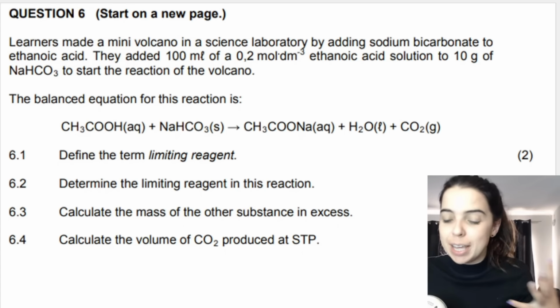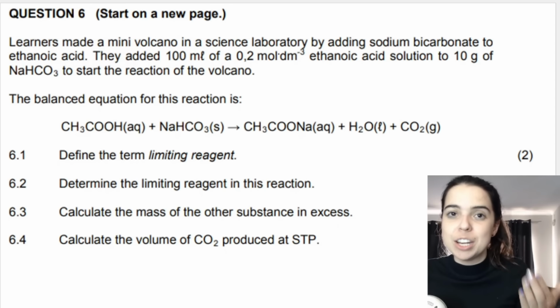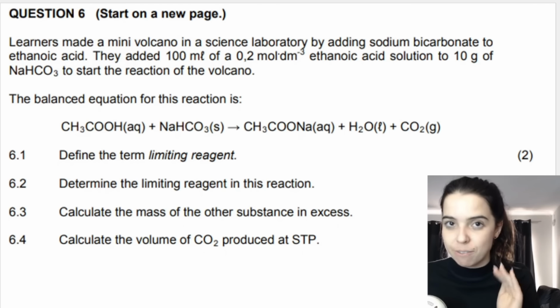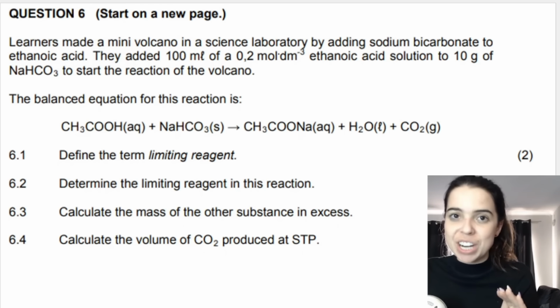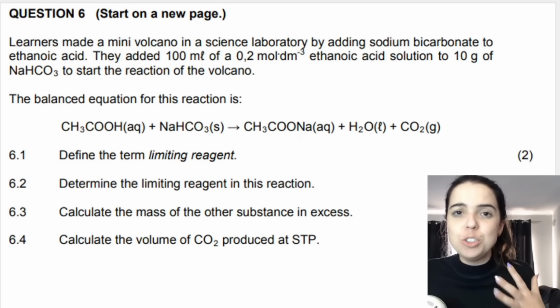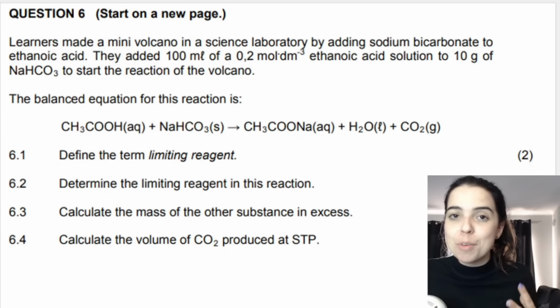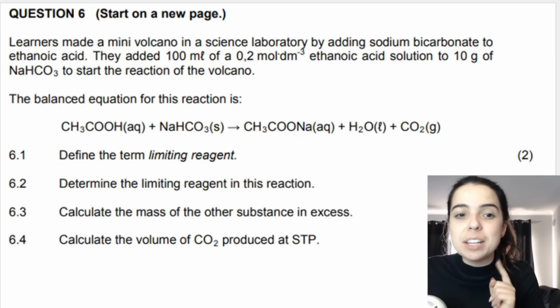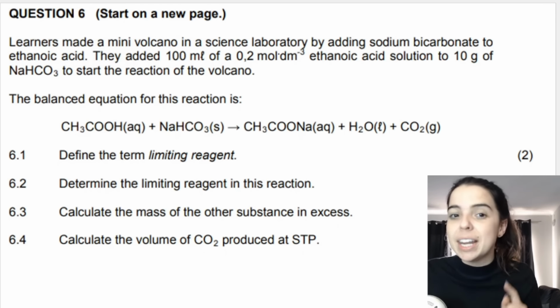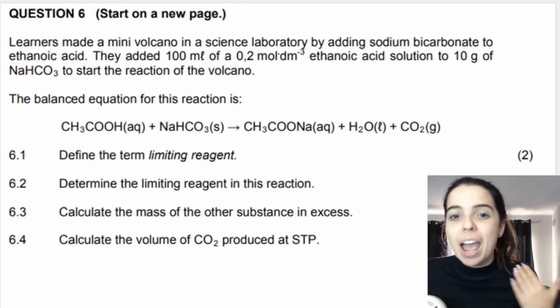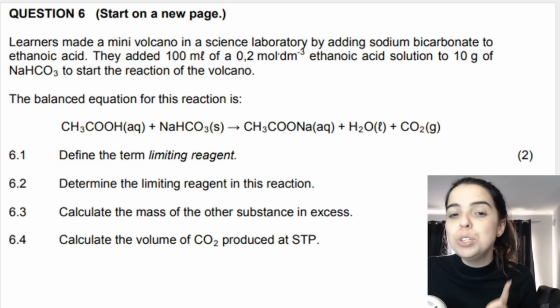So remember, in a chemical reaction, if you have a limiting reagent, that's the one that is going to be consumed completely. It's going to run out first. Your other reagent or reactant will be in excess, which means you have over enough of it, which means that after the reaction is complete, there will be some of it left over. So as you can see in 6.3, they want us to calculate the mass of that substance that's left over or in excess. And then they want us to calculate the volume of CO2 produced at STP. In other words, they want us to figure out how much product is produced.